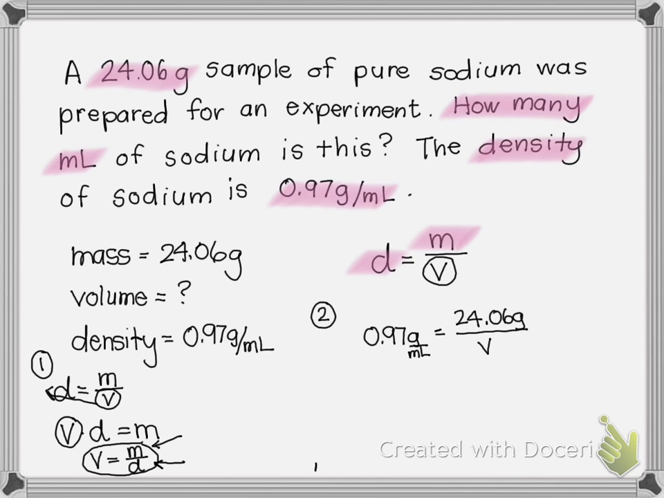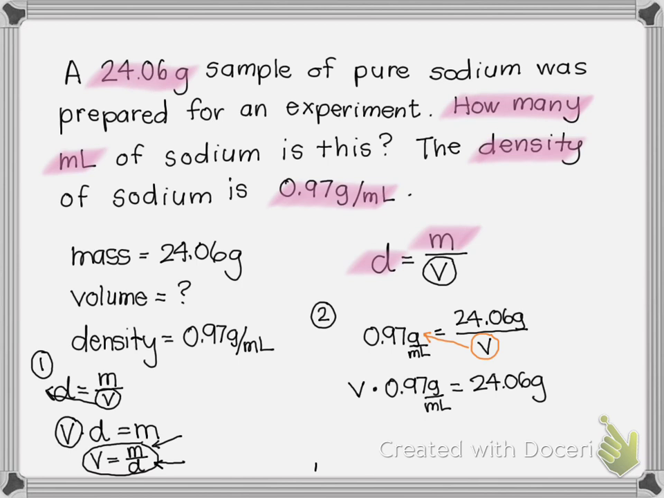So now the process is going to be the same. I can't solve for volume right now because it is in the denominator. So I'm going to multiply the V to the other side. So then I would have V times 0.97 grams per milliliter equals 24.06 grams.